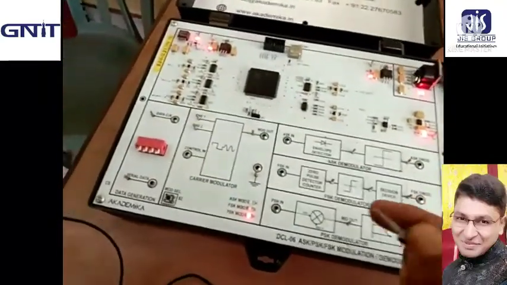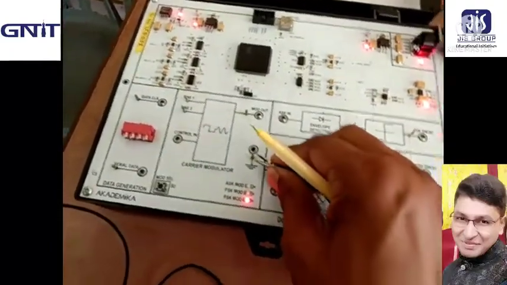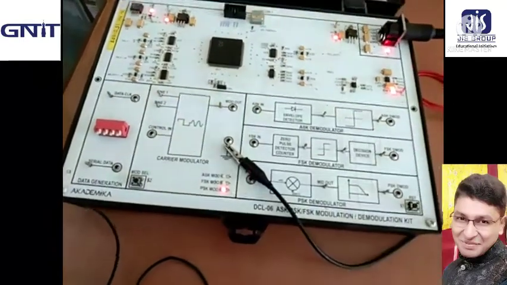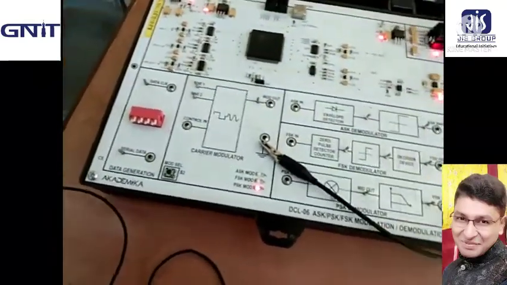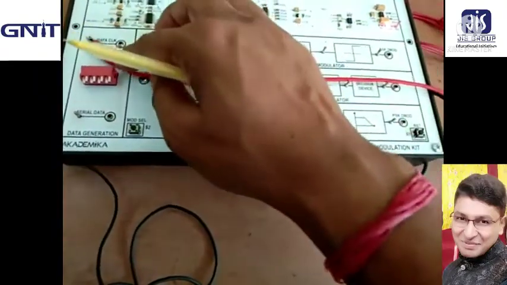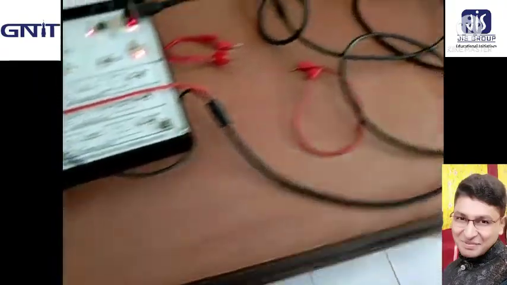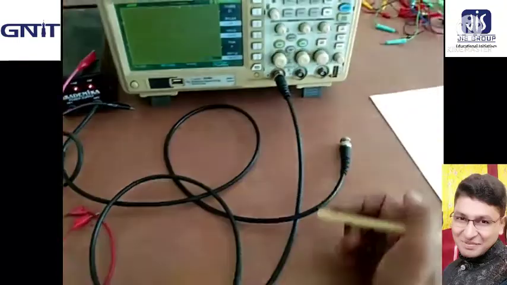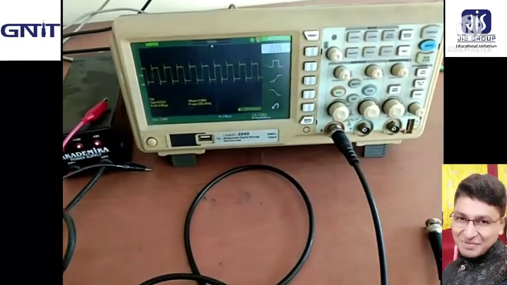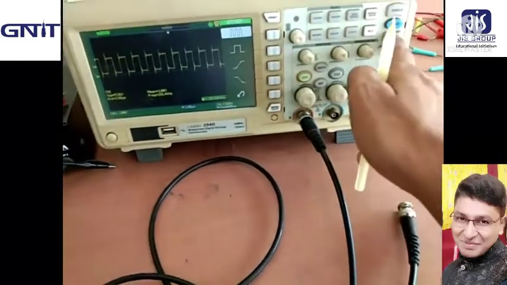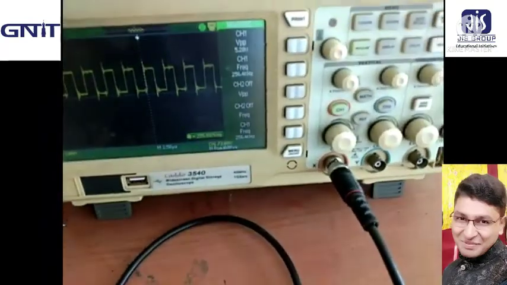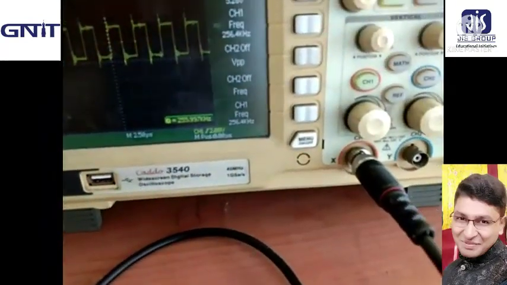When measuring the clock signal, at first the DSO black cable is grounded and the red cable is connected to the data clock, and press auto. This is our clock signal. Run and stop, and press measure. Note down the clock signal amplitude and frequency.